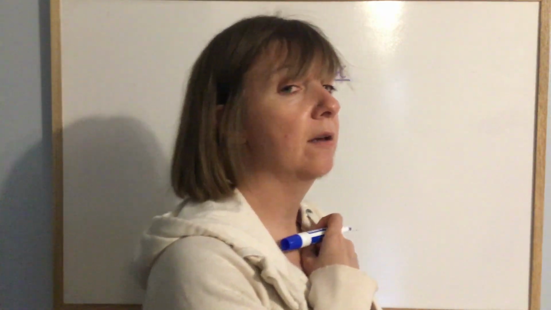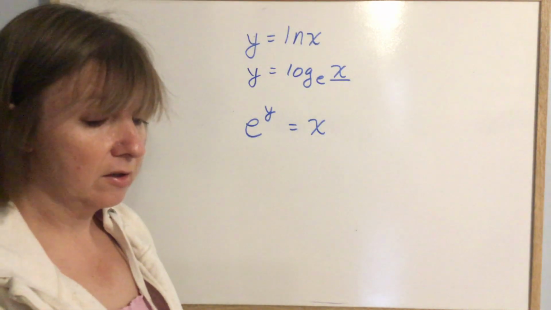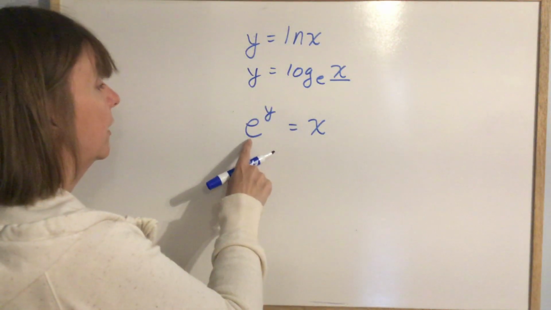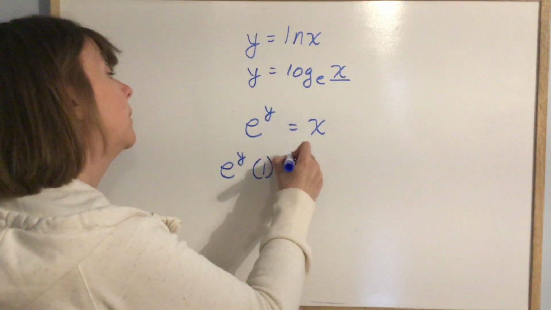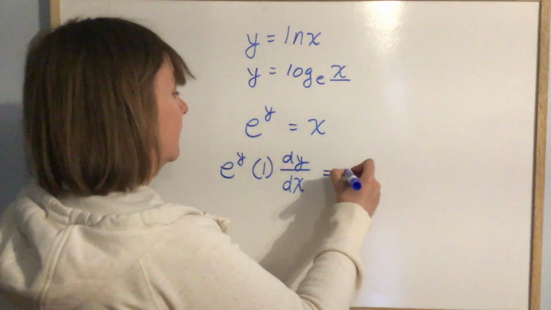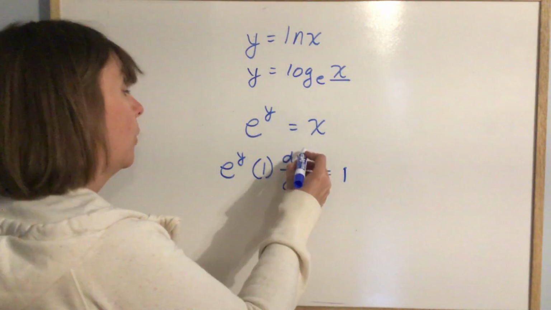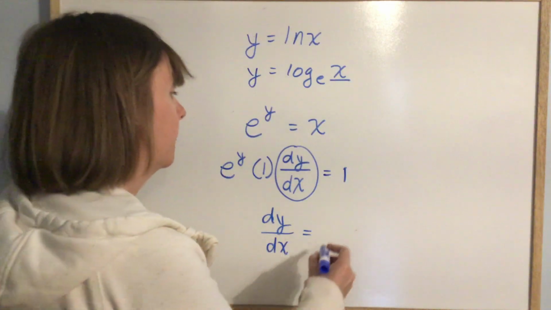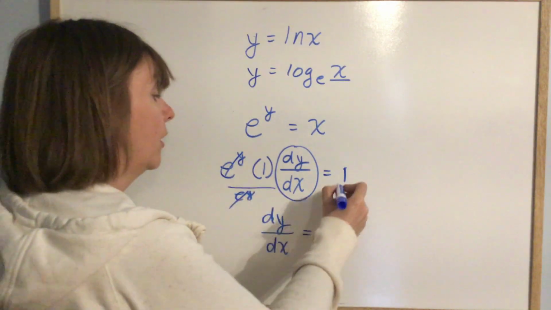Now, because I have an x and a y, but my y is in an exponent, I would do implicit differentiation. That means I take the derivative of both sides. The derivative of e to the y is just e to the y, and I leave this alone. The derivative of y is 1, but remember that I have to say it's the derivative of y with respect to x. That is equal to the derivative of x, which is just 1. What we're going to try to do is get dy dx by itself. So dy dx would equal 1 over e to the y, because I'm going to divide this side by e to the y so that they cancel.